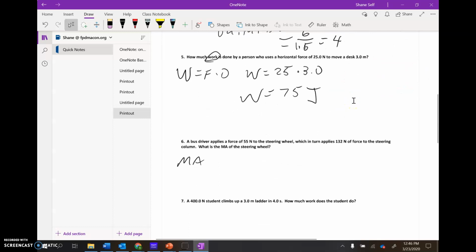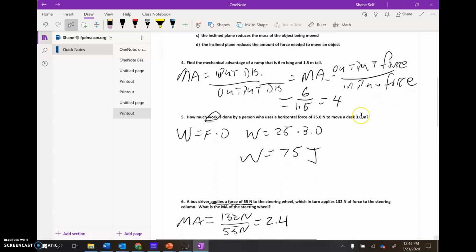So what is our output? Well, the bus driver applies a force, that's our input force, my gosh. He applied it, he inputted the force. That's our input force, which in turn applied an output force of 132 newtons. So it's going to be output force over input force, 132 newtons over 55 newtons, which gives us a mechanical advantage of 2.4. All right, that is output force over input force.